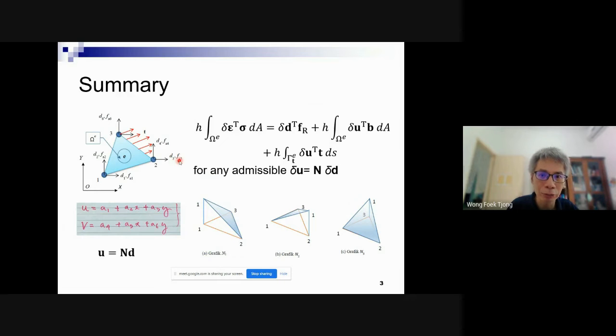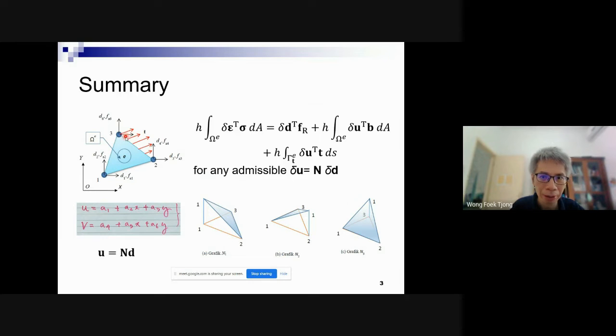So let's summarize what we have done so far. We consider a typical element called the CST element. We have a body, and then we divide it into triangular elements. This is just a typical triangular element. This is the domain of the element, omega E, of element number E, and then we define the degrees of freedom from 1 up to 6, in order from lowest to highest number.